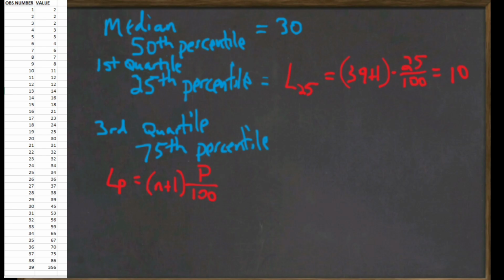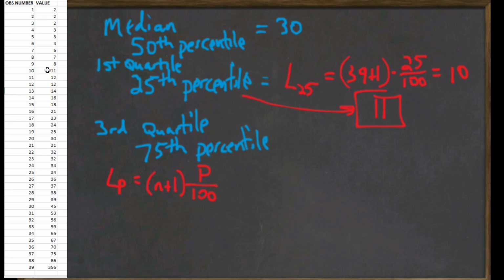We need to then take this 10th observation and look it up in our column here. So the 10th observation is 11. So our answer is actually 11. Okay, so the 25th percentile, or the first quartile, the border of the first quartile, is 11.